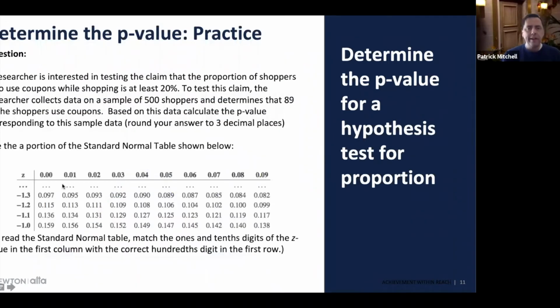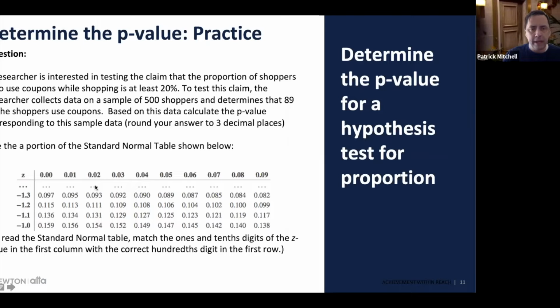All right, so here's an example. A researcher is interested in testing the claim that the proportion of shoppers who use coupons while shopping is at least 20%. To test this claim, the researcher collects data on a sample of 500 shoppers and determines that 89 of the shoppers use coupons. Based on this data, calculate the p-value corresponding to this sample data and round your answer to 3 decimal places.